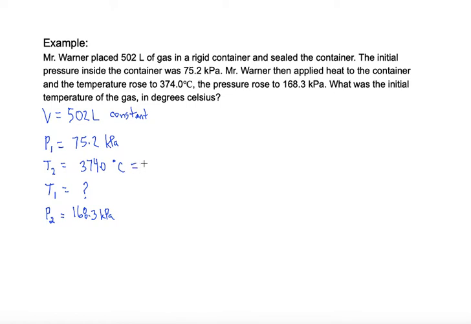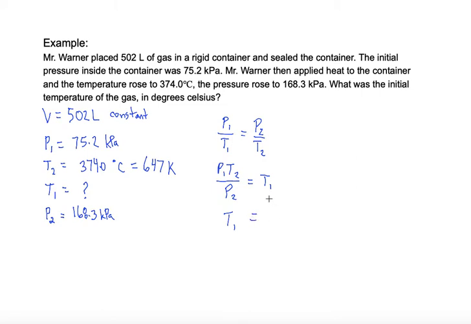Just like previous questions, when you're dealing with these gas laws, we need to convert our temperature into Kelvin. We can't be working with degrees Celsius. So we're going to take this 374 and add 273, and you will get 647 Kelvin. Now we've got the right unit for temperature, and we can do our calculation. We know P1 over T1 equals P2 over T2, so P1 times T2 over P2 has to equal T1.